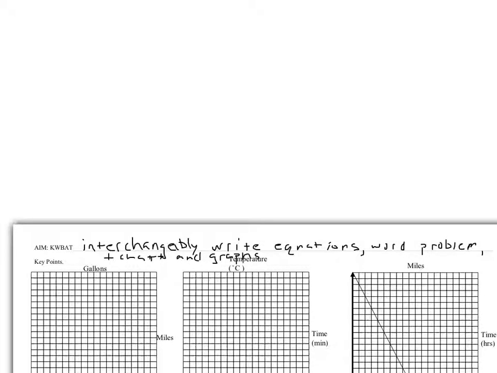So today, Kipsters will be able to interchangeably write equations, word problems, T-charts, and graphs. Basically, this is the culmination of this unit, where you should be able to take any one of these four things and then create the other three to represent the exact same situation. So we're starting down here.